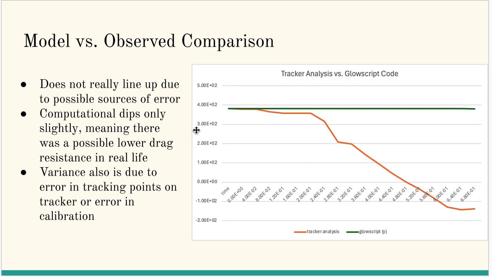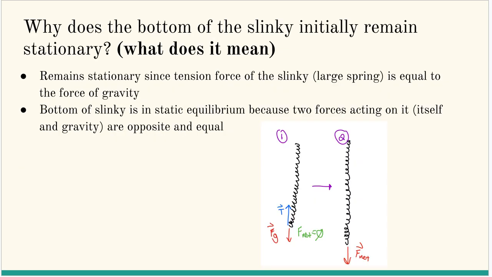While the computational model didn't really move a lot, it did move a little towards the end. The computational model dips only slightly, meaning there was possibly lower drag resistance in real life, and the variance is also due to error in tracking points on tracker analysis or error in calibration.